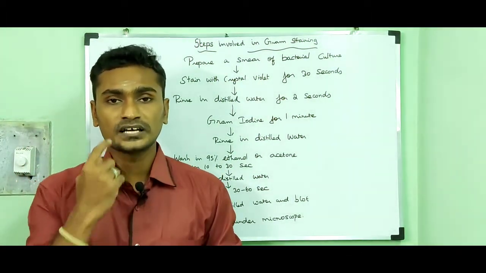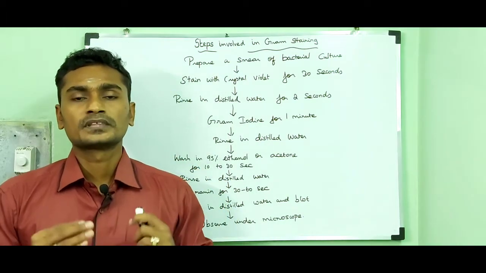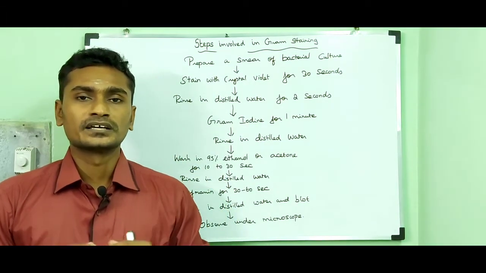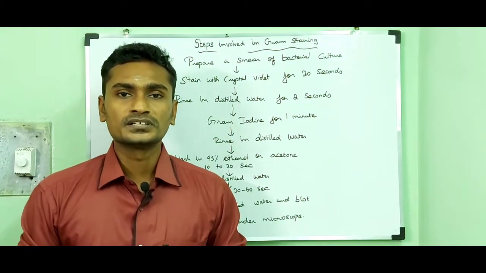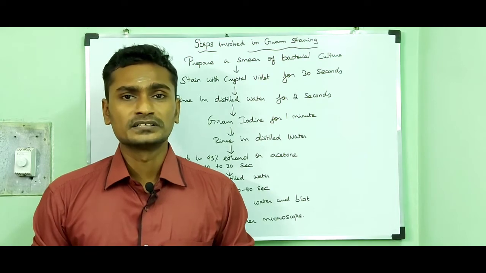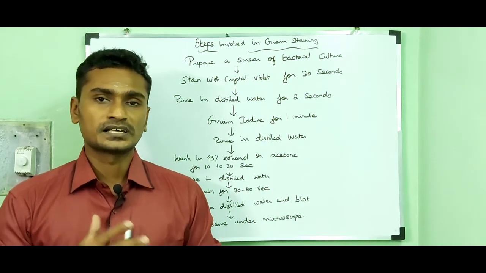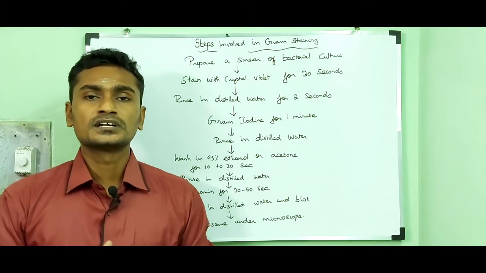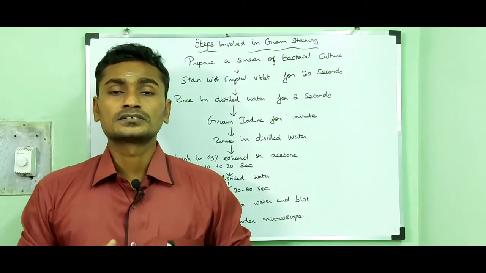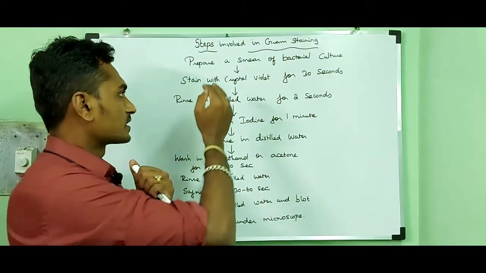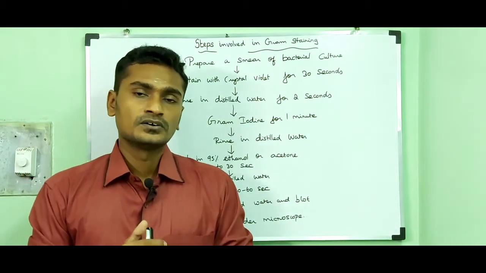While in the case of gram negative bacteria, the cell wall is poorly made up of peptidoglycan. It contains a small amount of peptidoglycan, and it contains lipoprotein, then the outer membrane and polysaccharides, a larger amount of polysaccharides. So due to the different chemical composition of the cell wall, the gram negative bacteria are not able to retain the crystal violet.